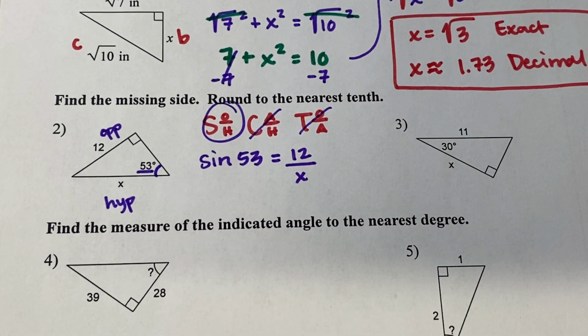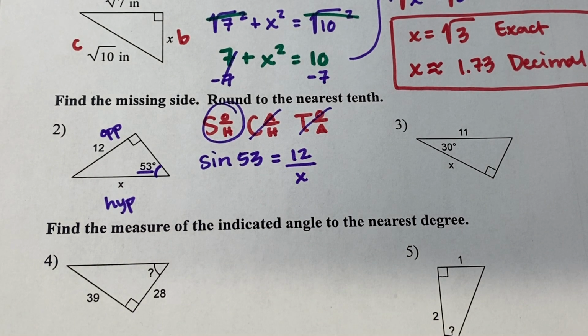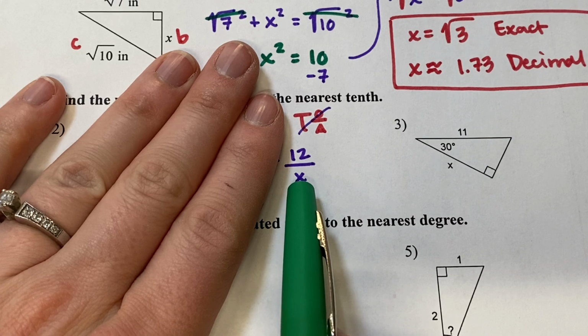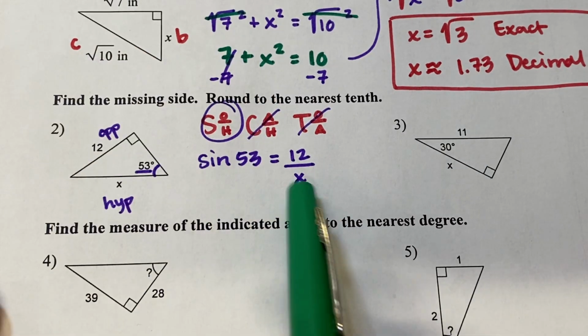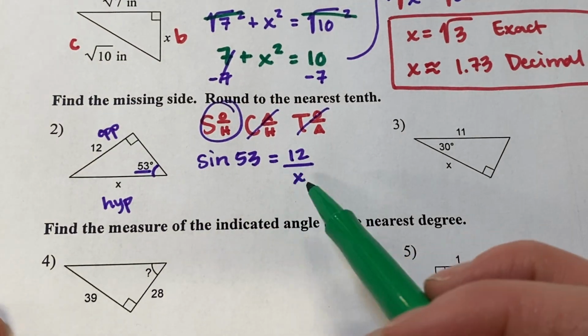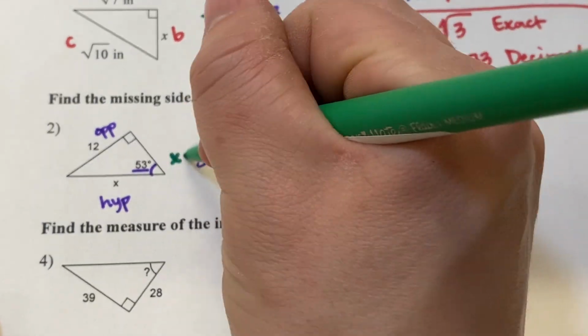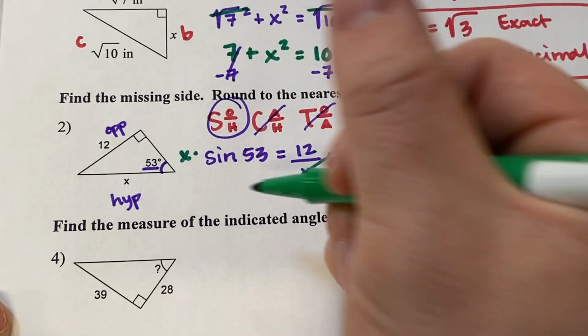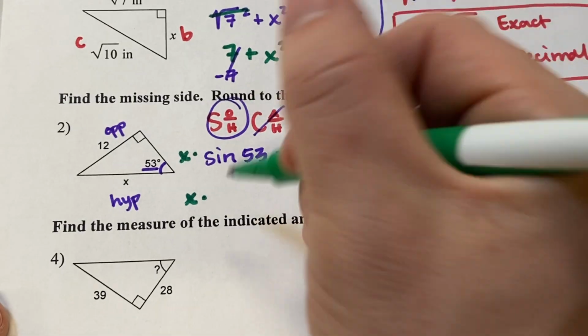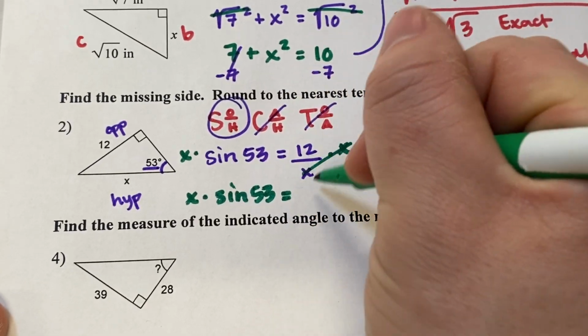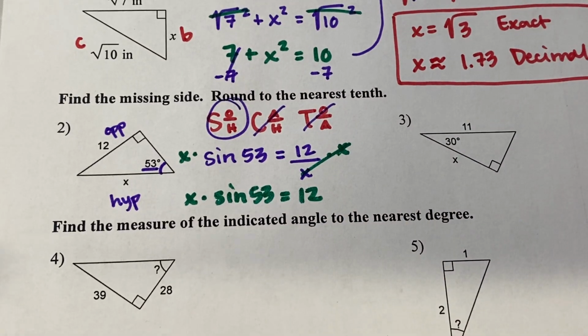There are a couple of steps to solving for x, finding the missing side. First thing we have to do is look at our side with our x, but we notice it's in the denominator. We have to get rid of that. So we first do the opposite of divide by x, which is to multiply by x. Now on this side, I have x times sine of 53 equals 12 was the only thing left.